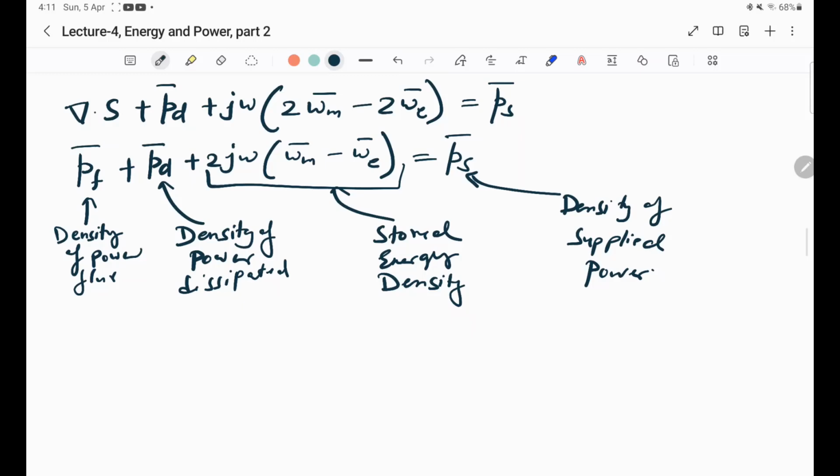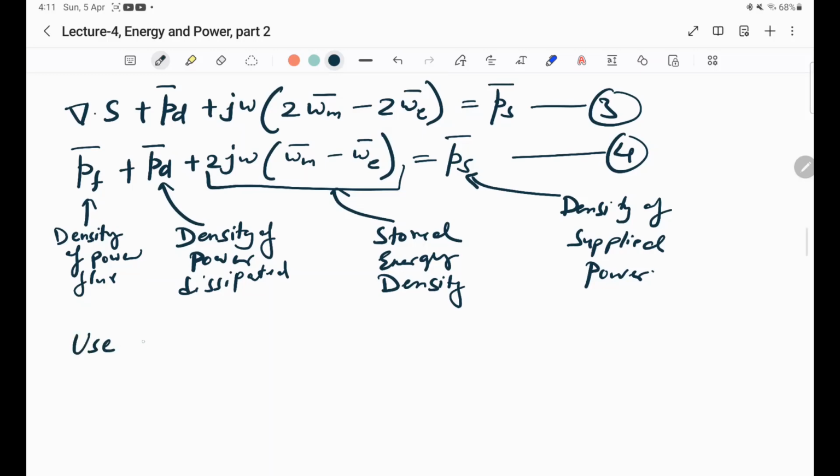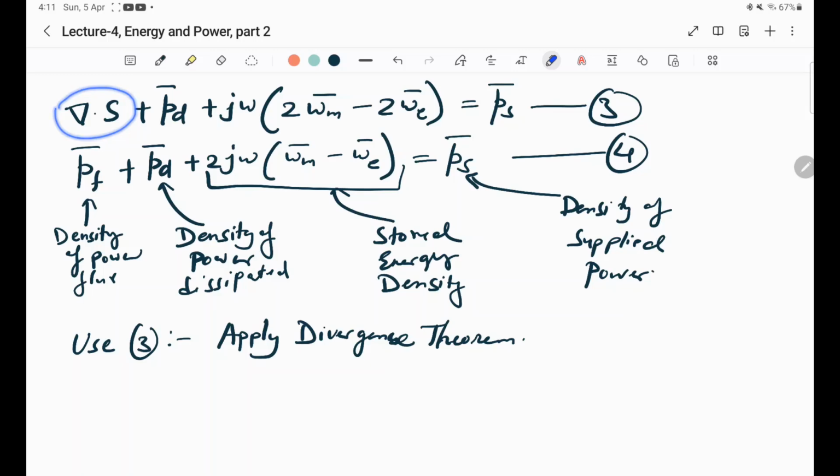Okay, so now I am going to name this as equation number 3 and this as equation number 4, and I am going to use equation 3 and apply the divergence theorem. Why equation 3? Because in equation number 3 we have a divergence term here. That is why we can apply the divergence theorem.